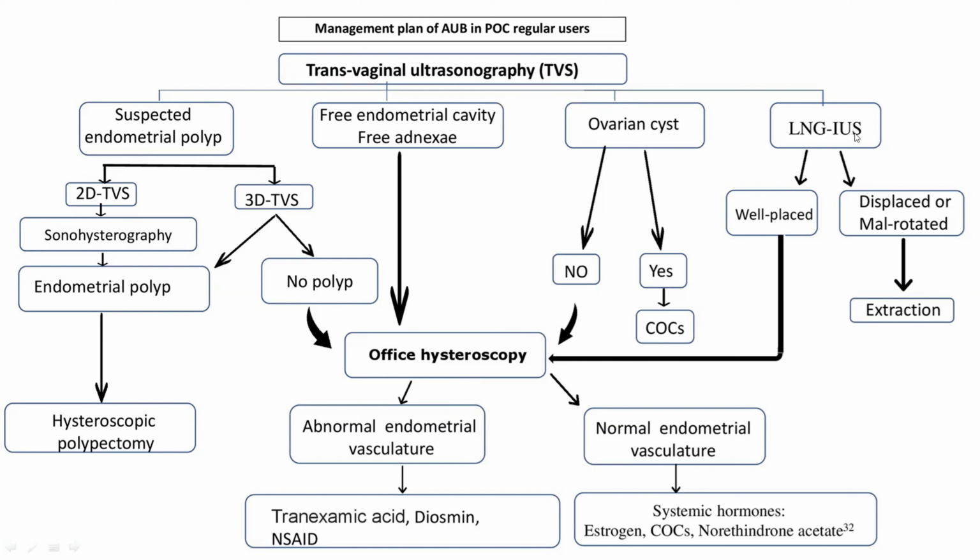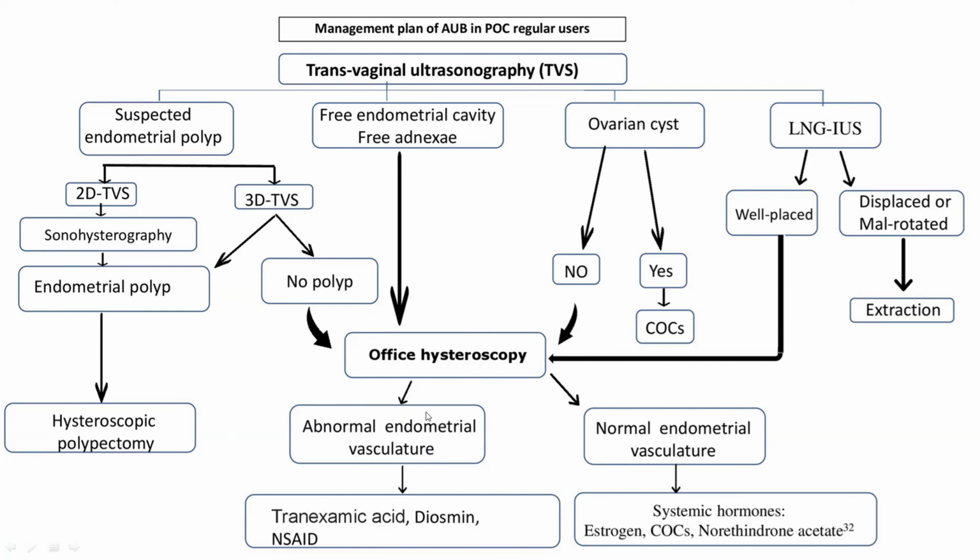Lastly, if the patient is wearing a levonorgestrel IUD, the intrauterine system, and it is displaced or malrotated, it should be extracted. If it is well placed, go to hysteroscopy. So hysteroscopy has a central role in cases using progestogen-only contraceptives, and in cases of levonorgestrel, it is indicated when there are no ovarian cysts, the cavity is free, or no endometrial polyp is seen. And hysteroscopy is done to assess the thickness, as I told you, the fallopian tubes, the color, and vasculature.